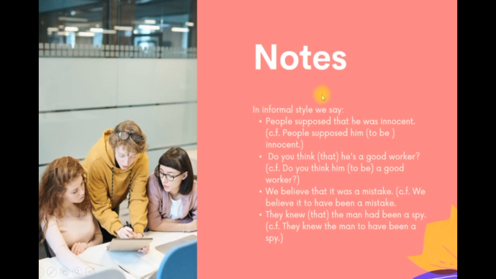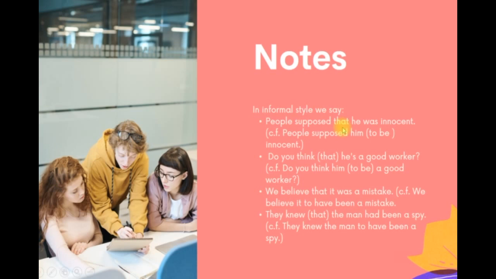Okay, there are some notes for this pattern. While verb pattern 4 is used for formal style, in informal style, we say people suppose that he was innocent, compared with people suppose him to be innocent. This is the formal style, and this one is the informal style.